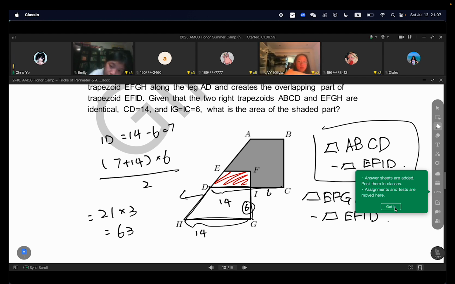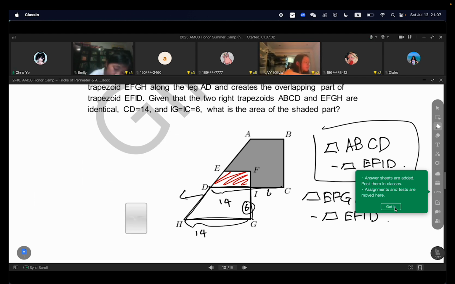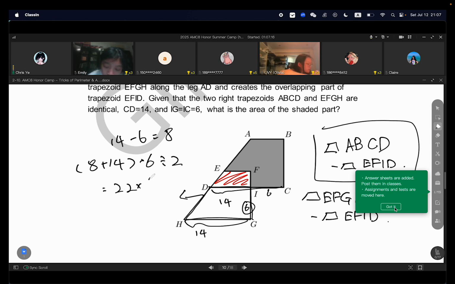Wait, sorry. It's 8, not 6. 14 minus 6 equals 8, sorry. So that will be 8 plus 14 times 6 divided by 2, equals 22 times 6 divided by 2. Now our answer is going to be 66. So the area of the shaded part is 66.